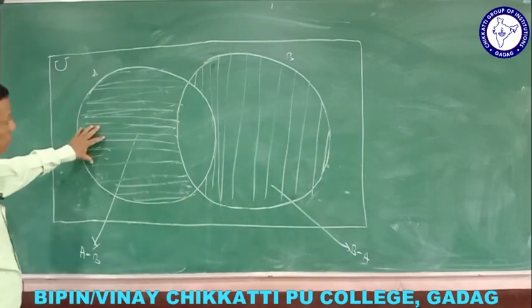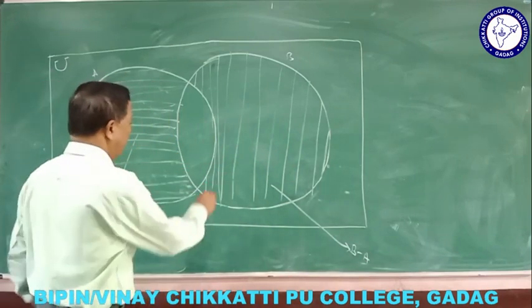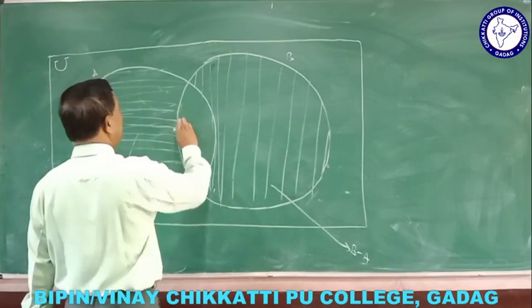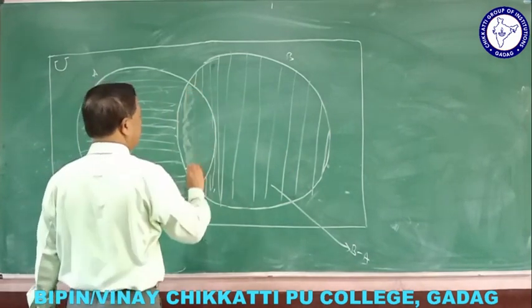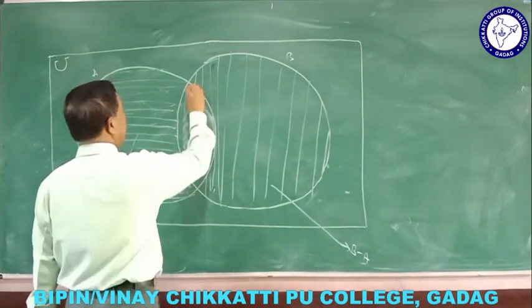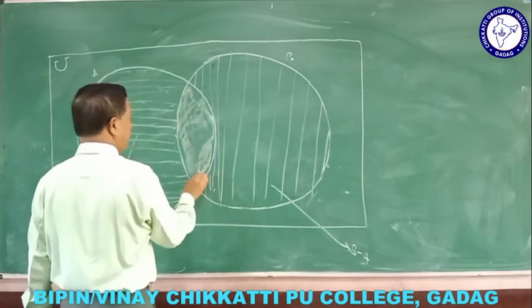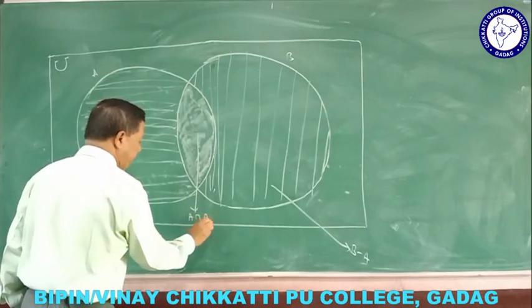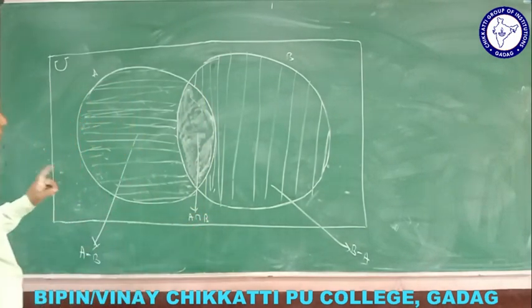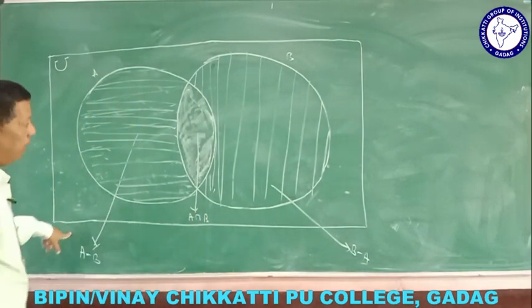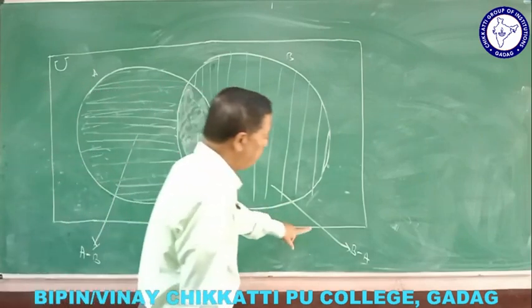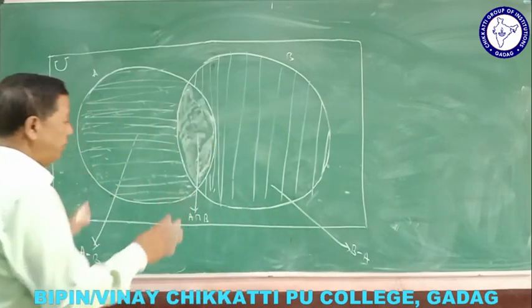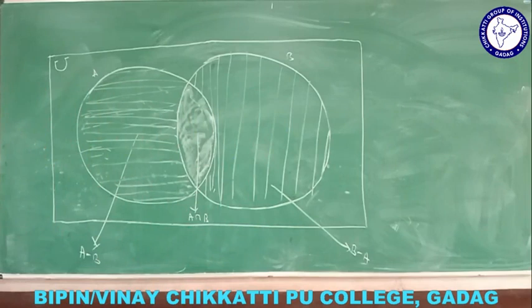This is A minus B, this is B minus A, and you see that this is A intersection B. There are three sets I have shown here: A minus B, A intersection B, B minus A. These three sets are mutually disjoint. Disjoint means there is no common element.